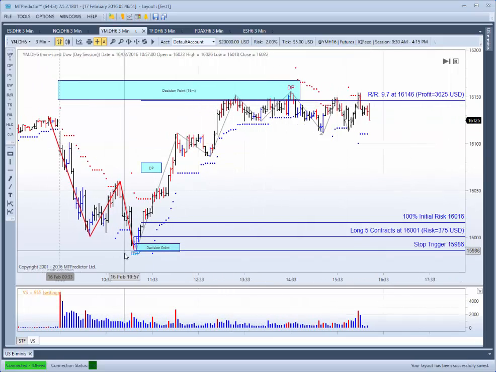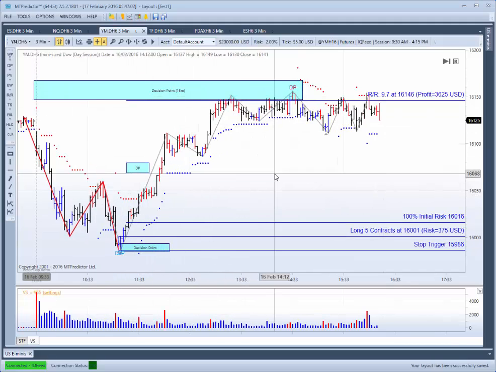Here you would have been long from the very bar of the low of the day and taking profit at pretty much the high of the day. You could not have got a better trade yesterday on the YM, so absolutely astounding.